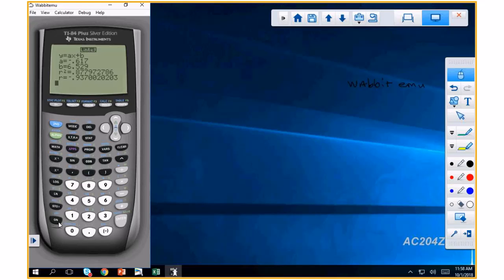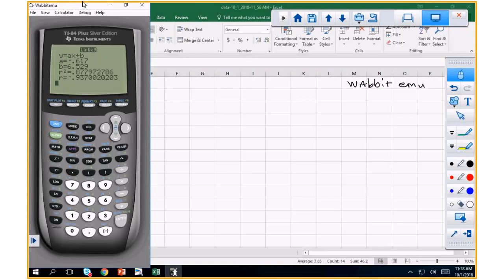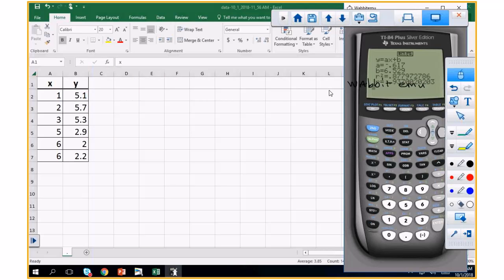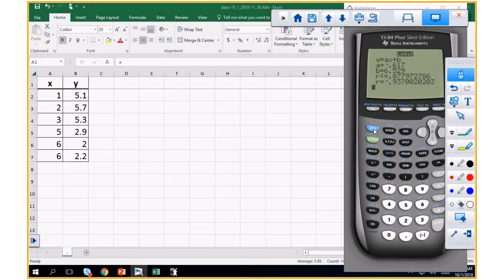Anyway, I'm going to put in these numbers. So let's go back to the handy dandy and pull up the graph. I'm going to pull the graph over here. Okay, there you go. All right, so let's plug in our numbers. Go to stat. I think I've already plugged these numbers in. Edit.